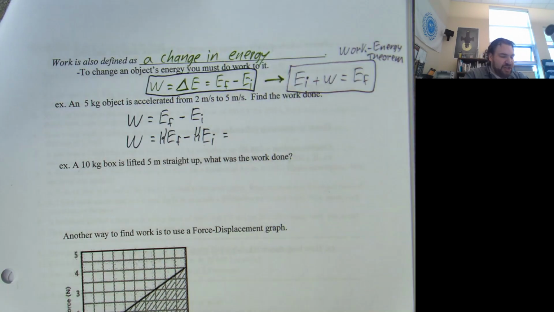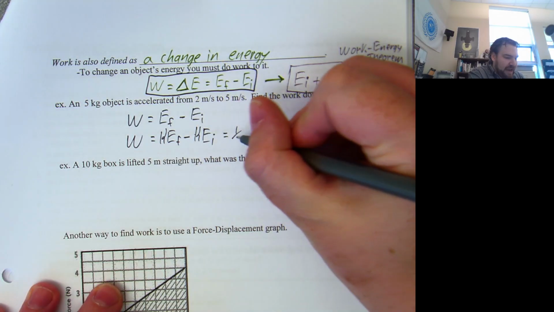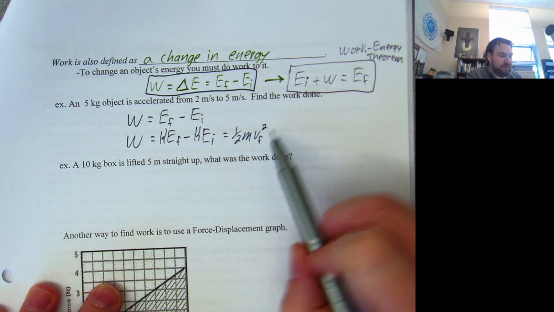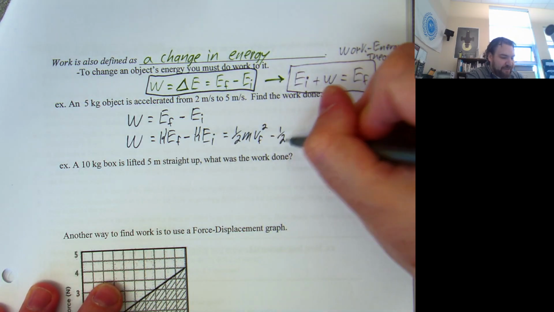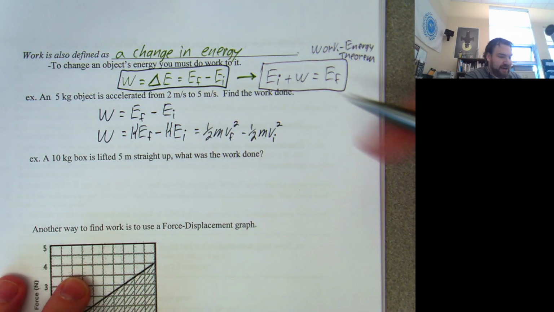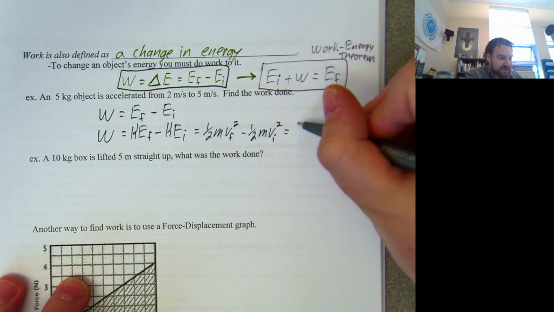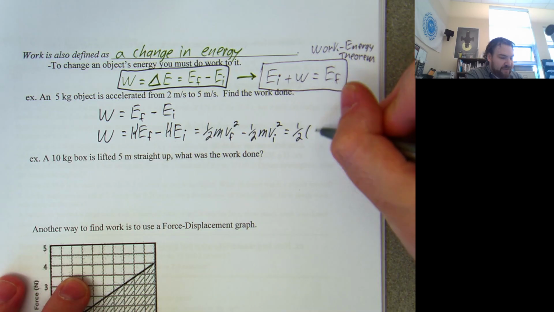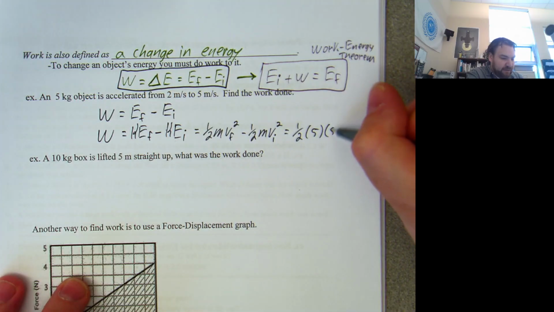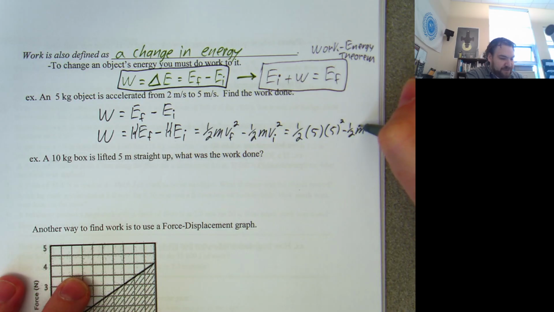The mass isn't changing, so this is just going to be 1/2 m v final squared, don't forget to square it, minus 1/2 m v initial squared, and we can plug all these values in. It's going to be 1/2 a mass of 5. At the end, the final velocity was 5 meters per second, squared, minus 1/2, oops, that should be a 5, not an m, times 2 squared.